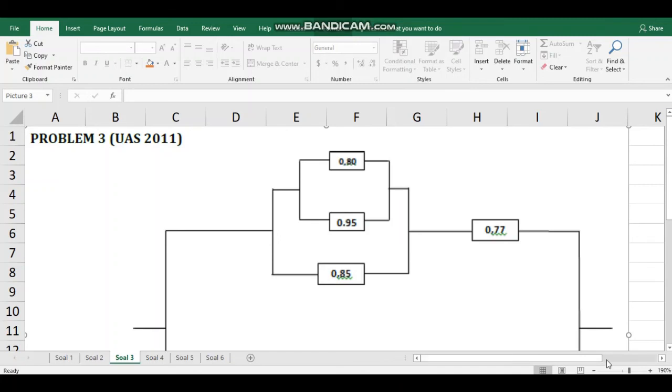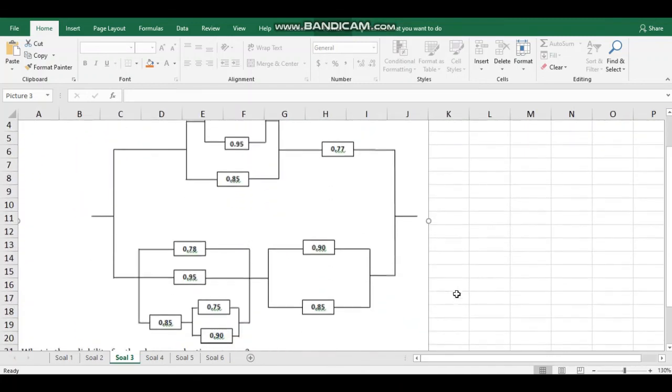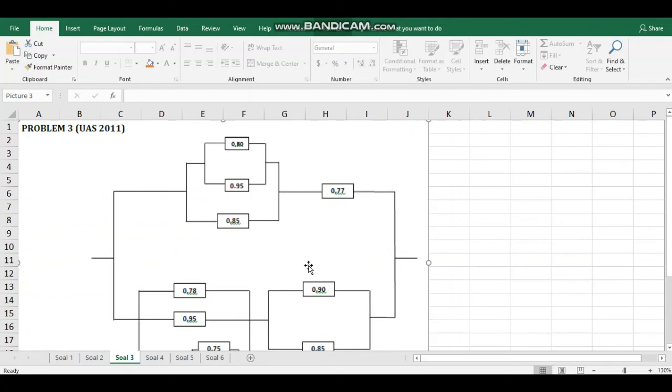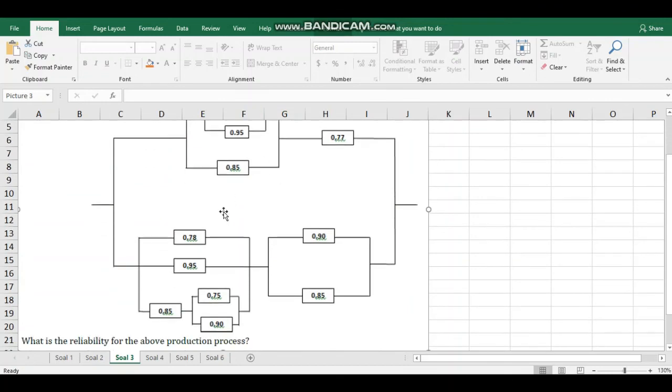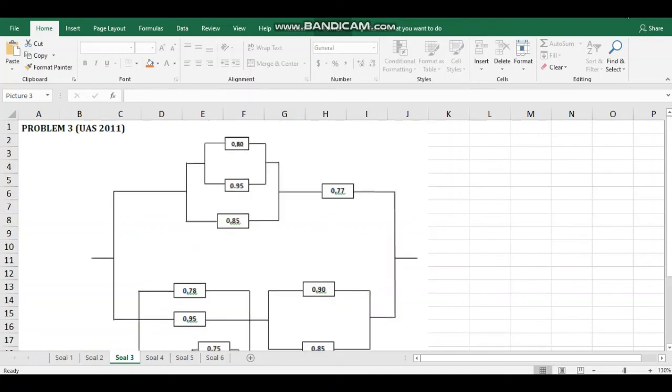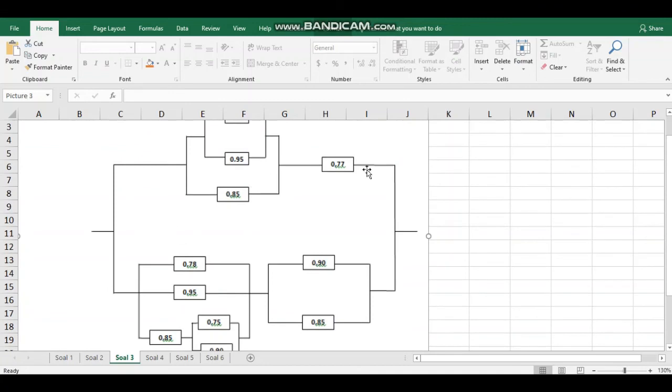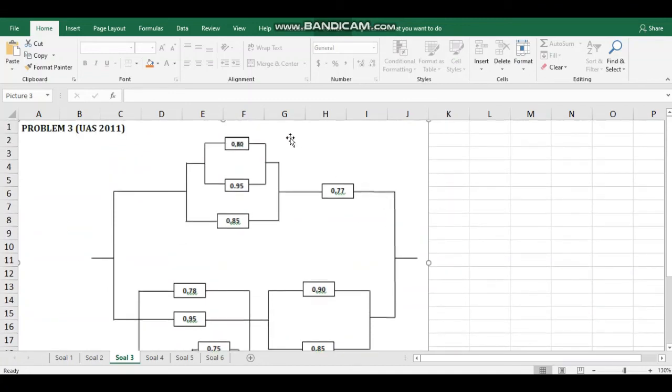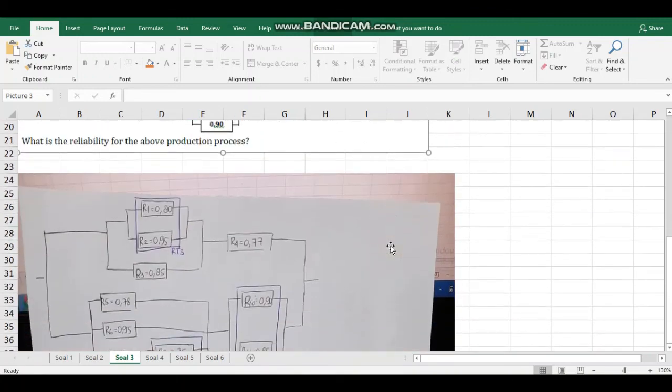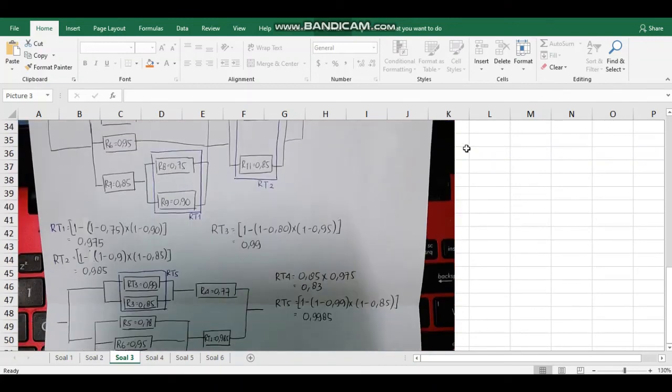So the point is you have to look at the system first, find which one is the most in the system, and work on it first, and notice what kind of form they have in the system, either series or parallel, so you can decide what formula you have to use to find the reliability. Okay, so that's all for problem 3, and next we move to problem 4.